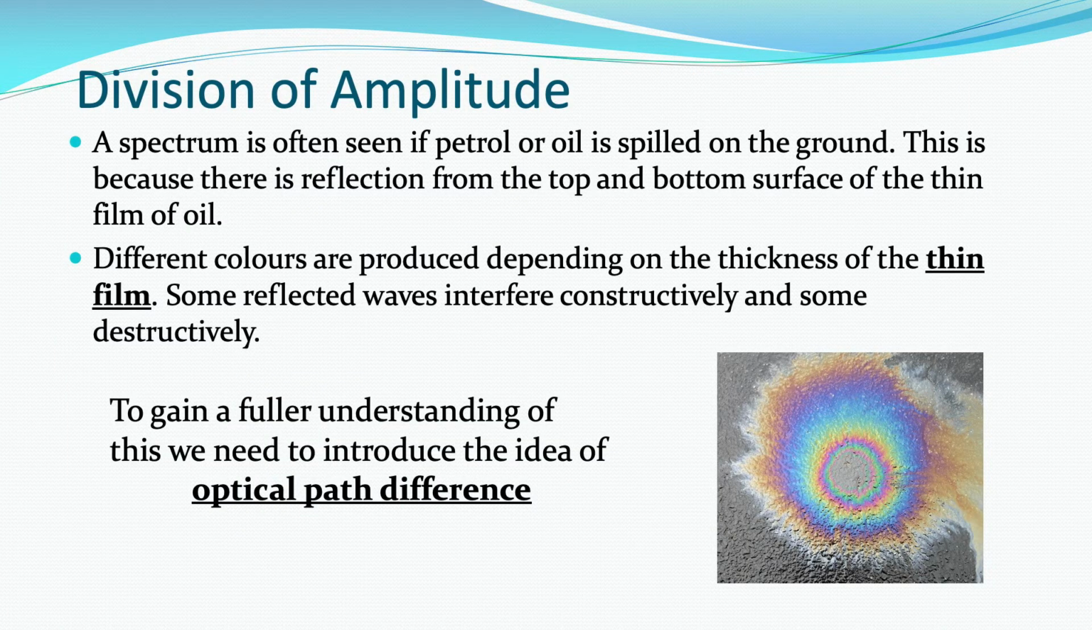Now, a spectrum is often seen if petrol or oil is spilled on the ground, and that's because there's reflection from the top and from the bottom surface of the thin film of the oil. And different colours are produced depending on the thickness of the thin film. Some reflected waves interfere constructively and some destructively, and to get a fuller understanding of this, we have to introduce this idea of optical path difference.